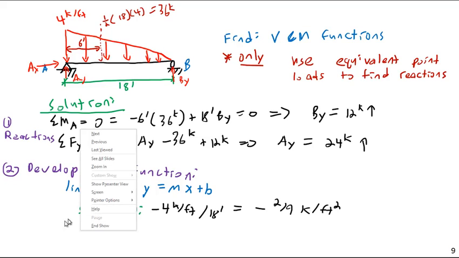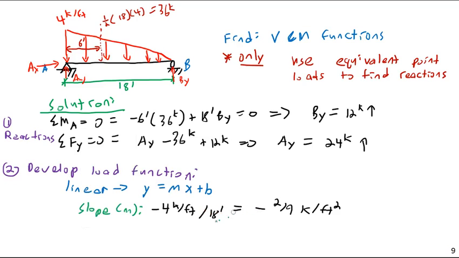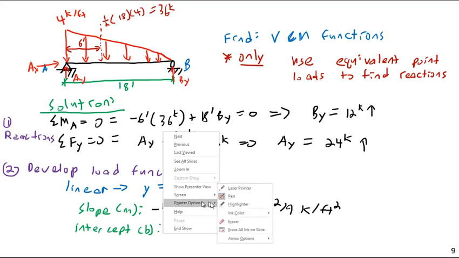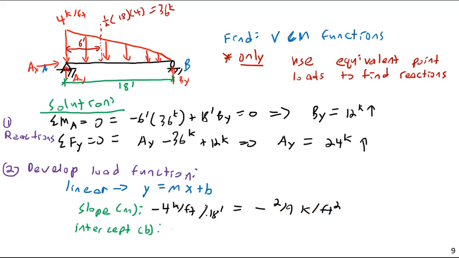And the intercept, your b, is going to be then this height over here, 4 kips per foot. So combining these together, we get that our overall w as a function of x is going to be 4 minus 2 over 9 x. That is our w function, and that is what we're going to be integrating.